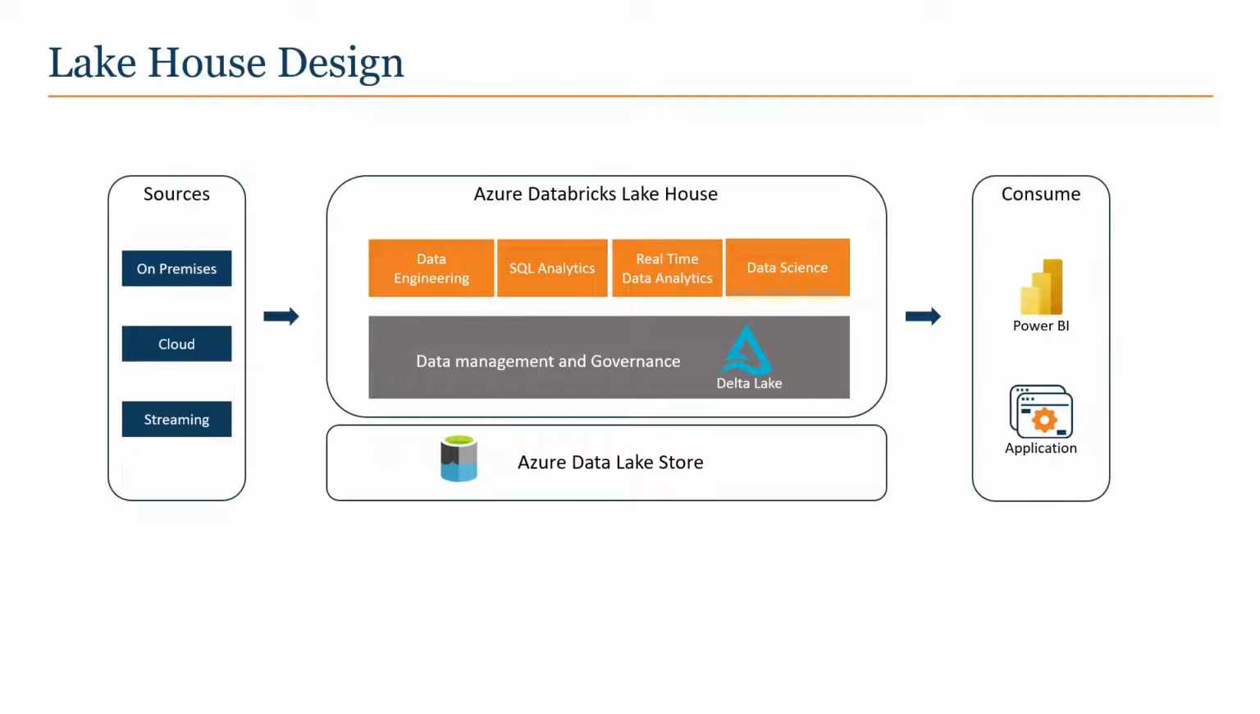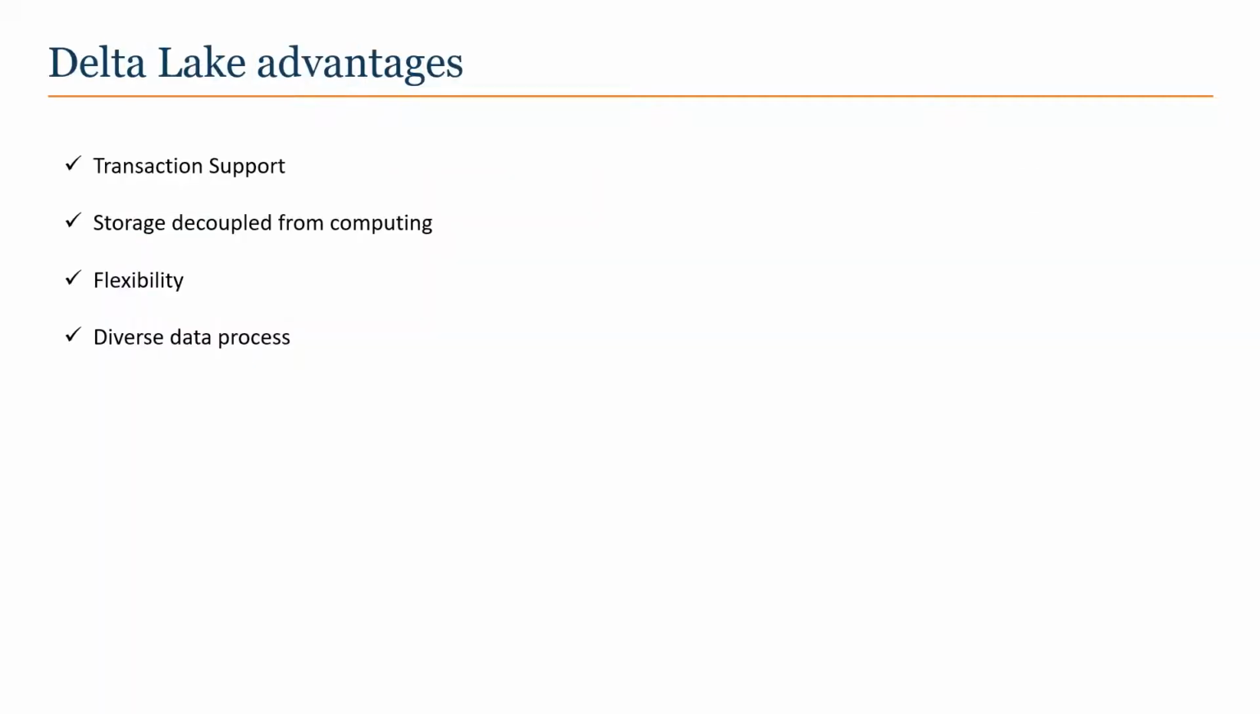So in summary, if you see here, we have data coming from multiple sources, different kinds of sources. Data is stored in Azure Data Lake Store. On top of it, we have a Delta Lake. Lakehouse is kind of a data warehouse built on top of low-cost storage.